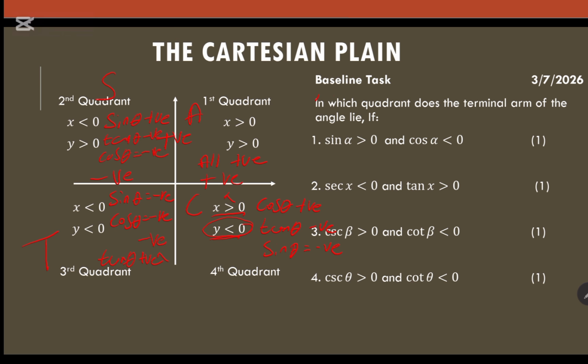Now, you allow the learners to complete this, and you give them 4 minutes for 4 questions. Then they should be done. Now, let me show my response. So these are the answers. The first one is in the second quadrant. The second one is in the third quadrant. The third one is in the second quadrant. And the fourth one is in the second quadrant.